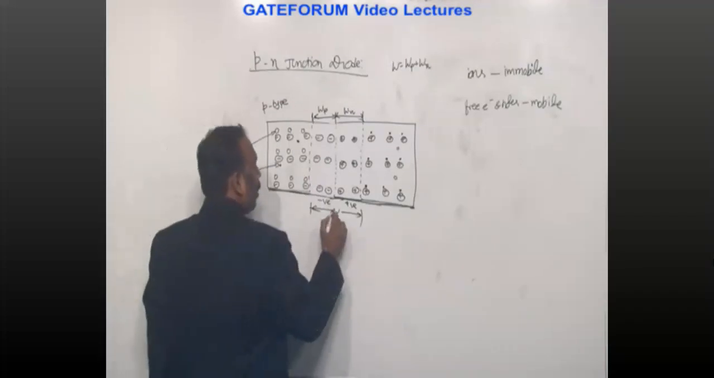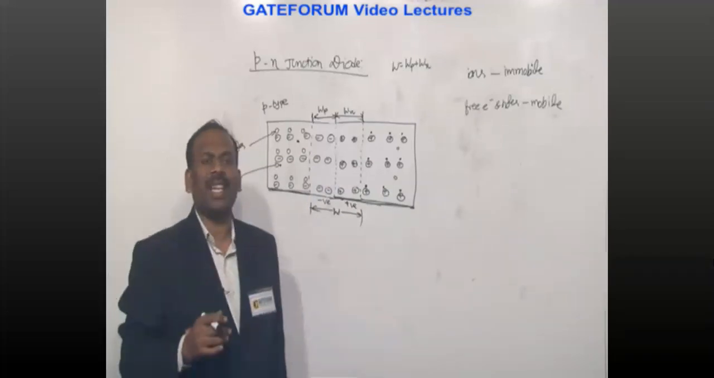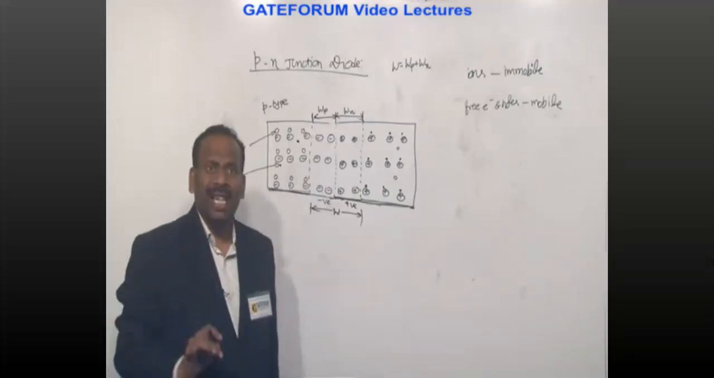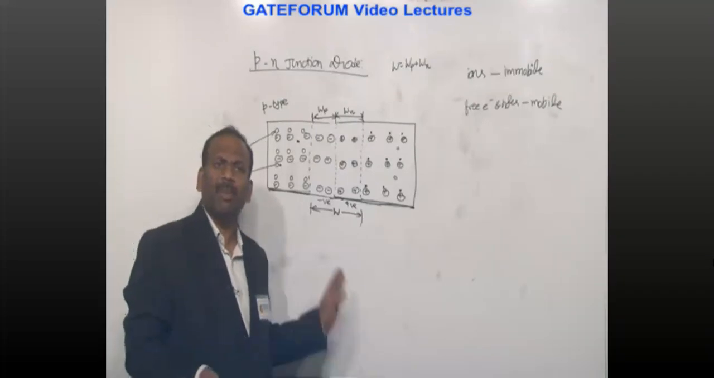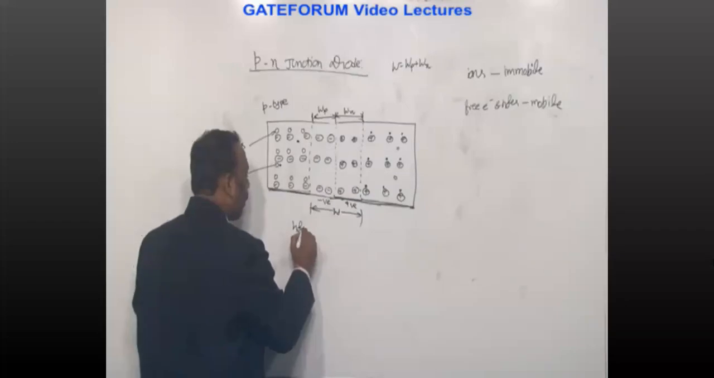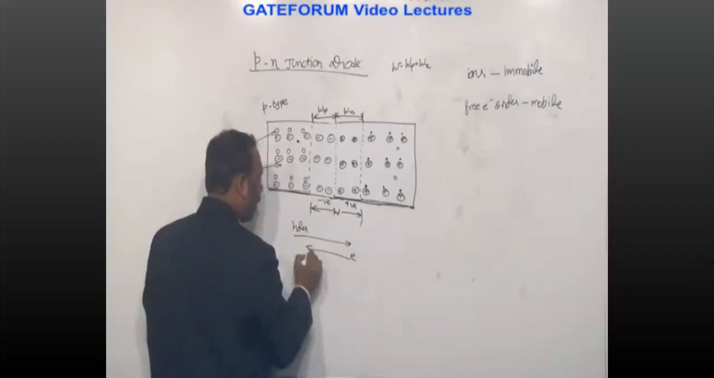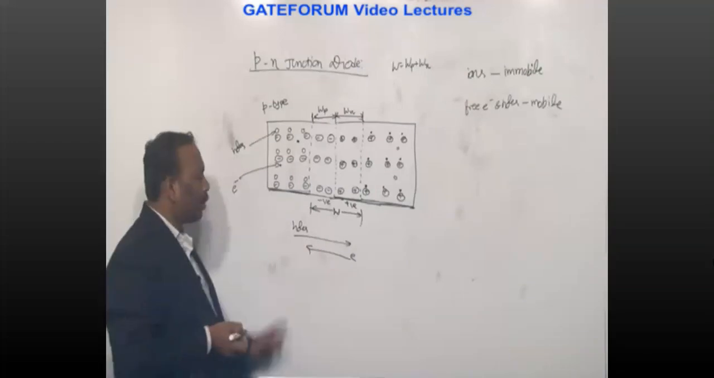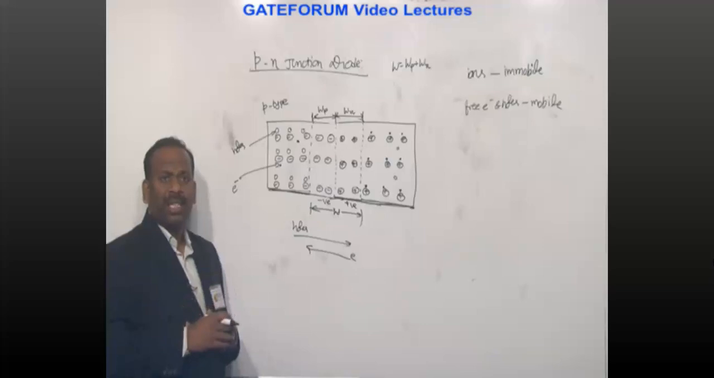Now, because of diffusion there is an initial movement of charge carriers, taking place or not? That means will any current result? Initially because of diffusion there is a movement of charge carriers. That means holes are moved from here to here, electrons are moved from here to here. That is, total current equals hole current plus electron current. That means some diffusion current exists initially. No, that is 0. Why?